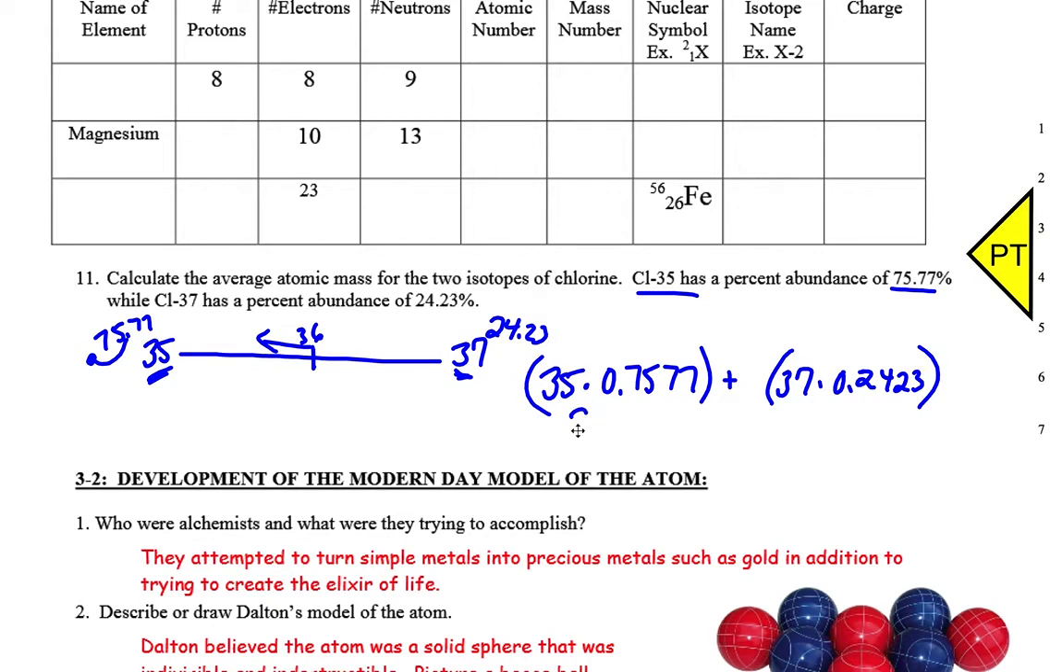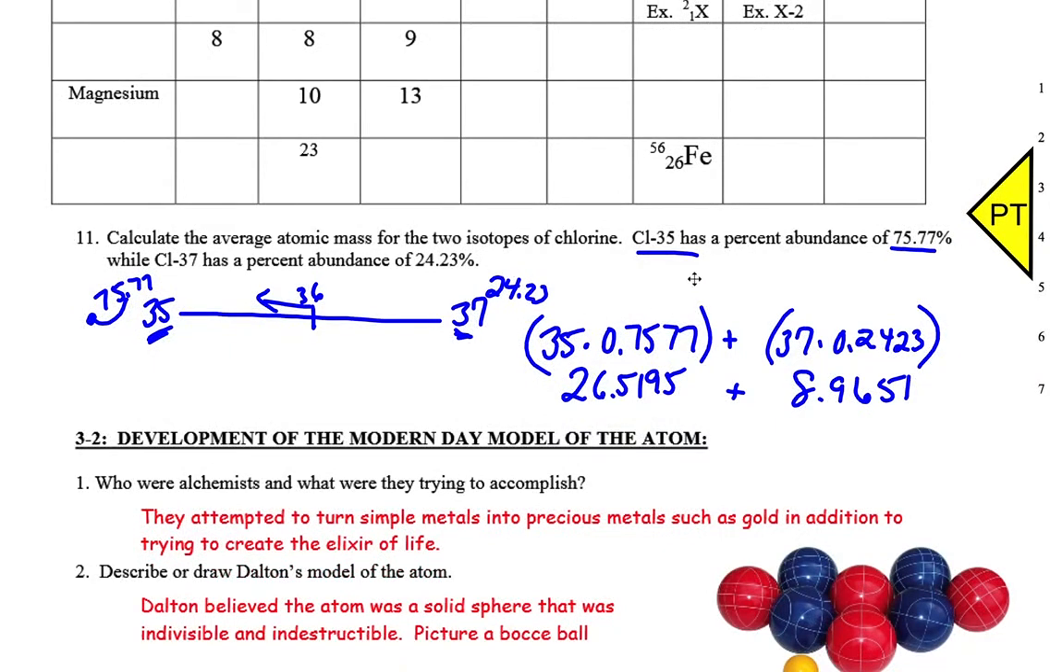You get 26.5195, and over here you get 8.9651. Add them together, just add them, don't divide by anything. This is a different method. The only reason you divided before was because everything was equally important. And when you add them together, you get 35.5 or 35.48446. But we can round that to the tenths place, 35.5.